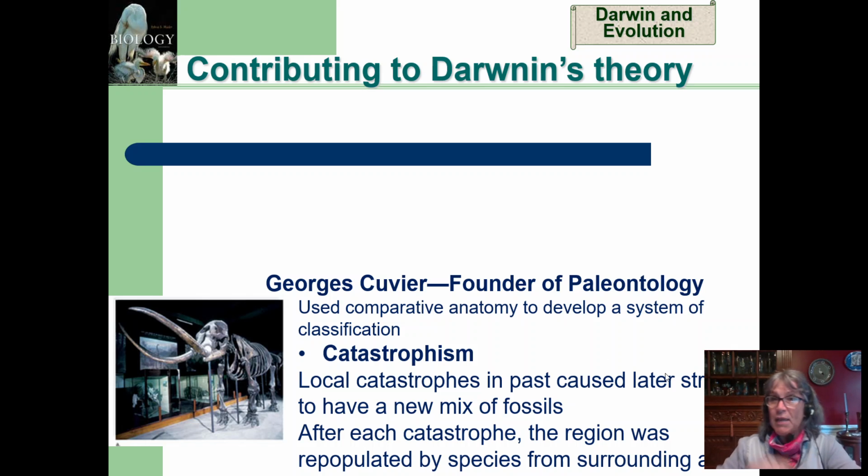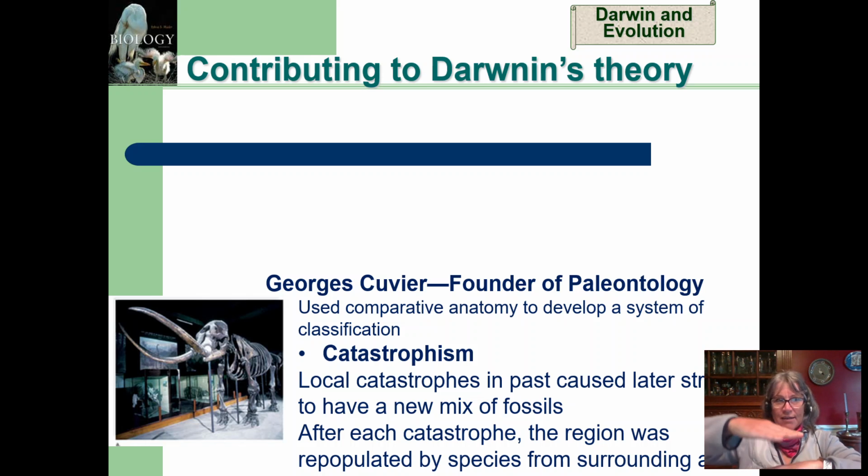Georges Cuvier is the founder of paleontology, and he looked at the strata, at the layers as he would dig for fossils. He saw these strata through the layers as he went down, and every now and then all of a sudden we had this change, not only in the soil type and the sediments and the layers, but also a whole new mix of fossils periodically. And what he proposed was that local catastrophes in the past caused this drastic change.